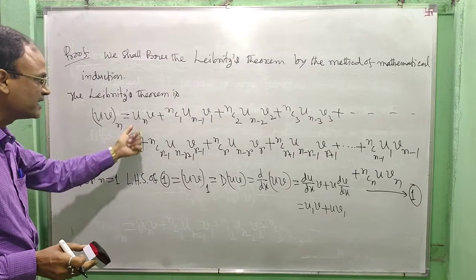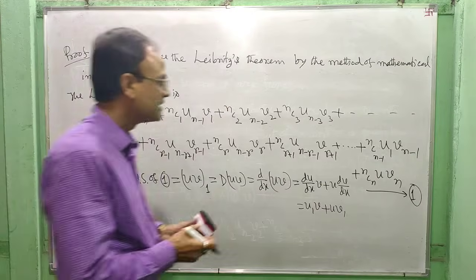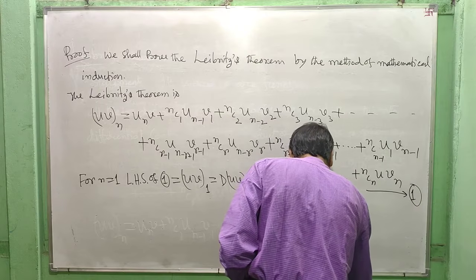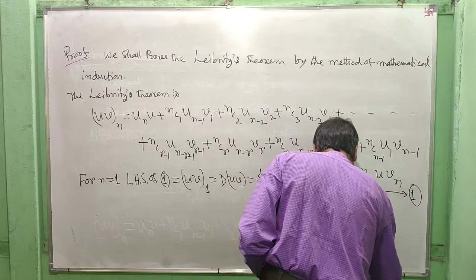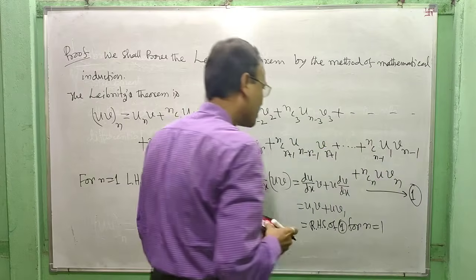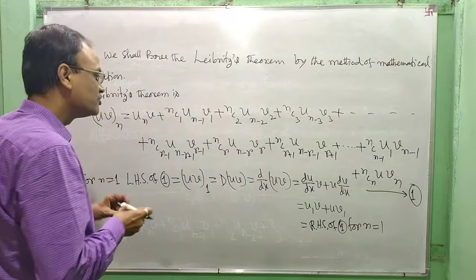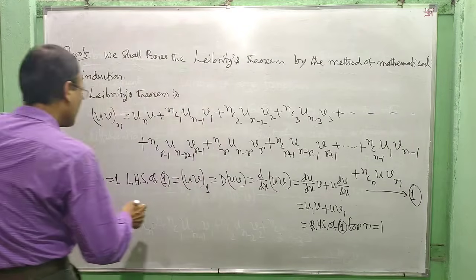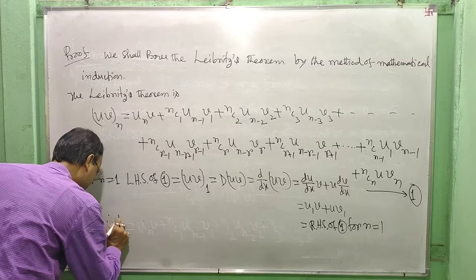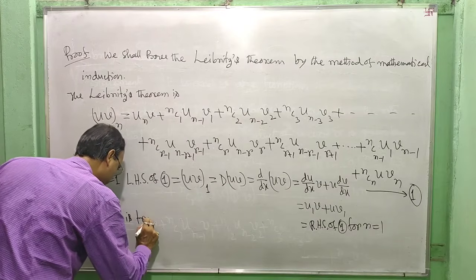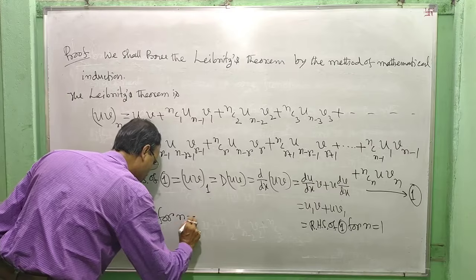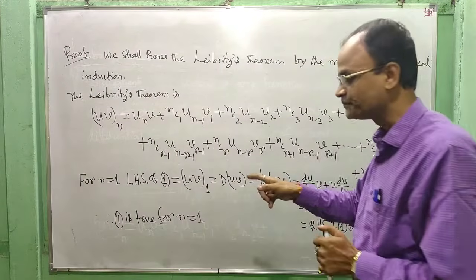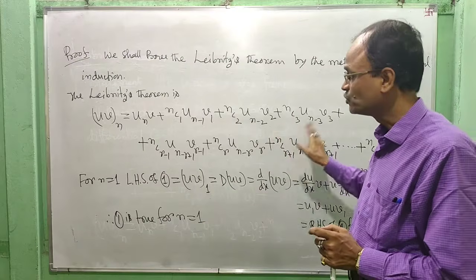For n equal to 1, this is equal to the right hand side of 1. Therefore, 1 is true for n equal to 1.